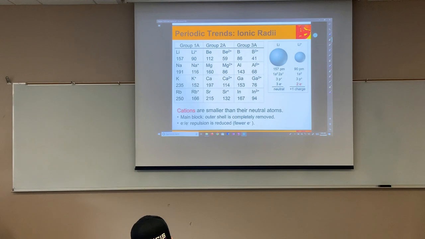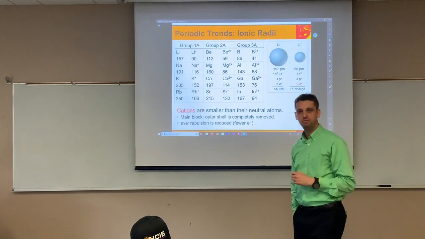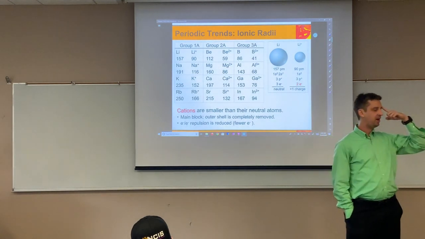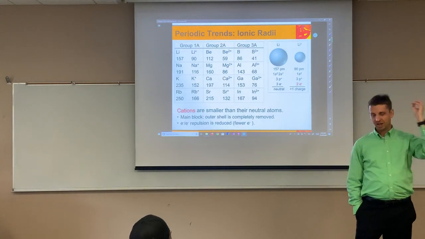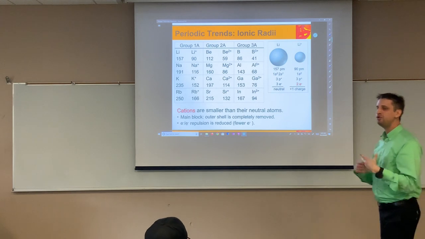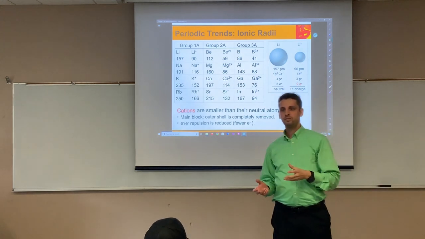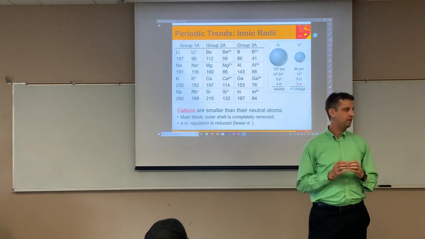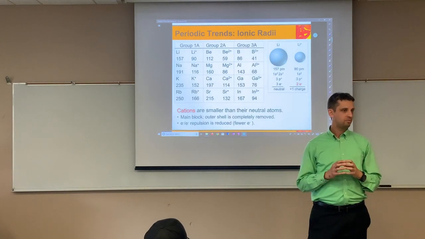So does it make sense that a cation is going to be smaller than the neutral atom? Yes. Why would that make sense? Now, what's a cation? A cation is when I take an electron away from something, right? If I take an electron away, what am I reducing? The number of electrons. The number of electrons and what? Charge. What do you mean by charge?